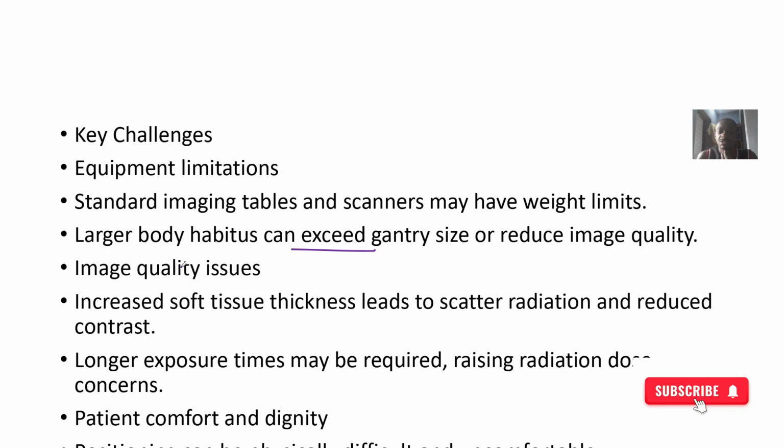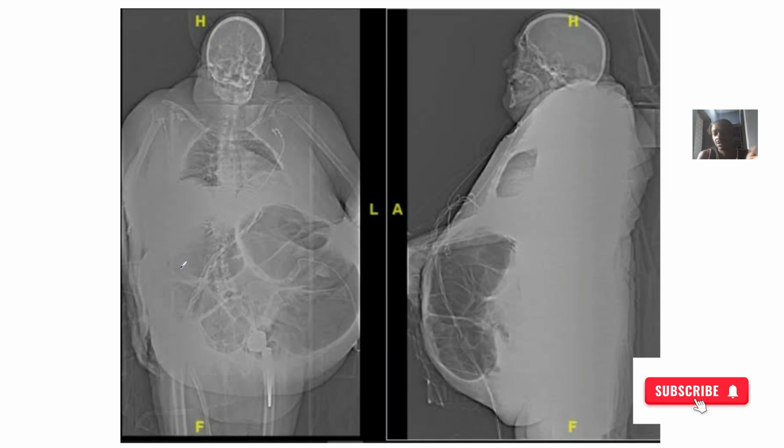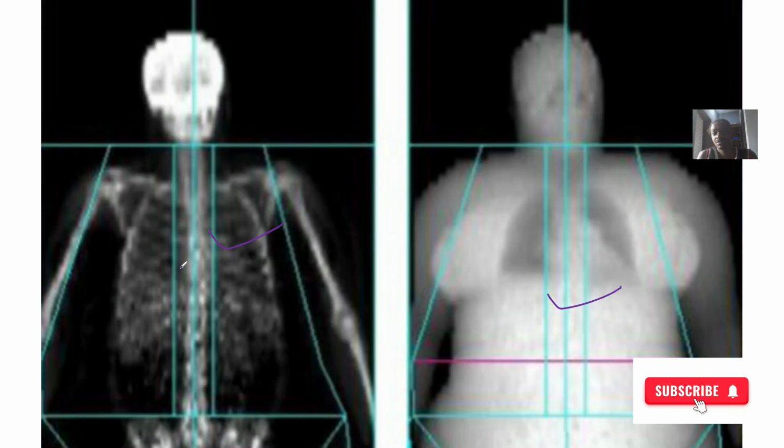The image quality issue. So there's increased soft tissue thickness. So you can scatter the radiation and reduce the contrast. In a normal patient, I can see the muscles, I can see the organs well, I can see the skeletons very well.